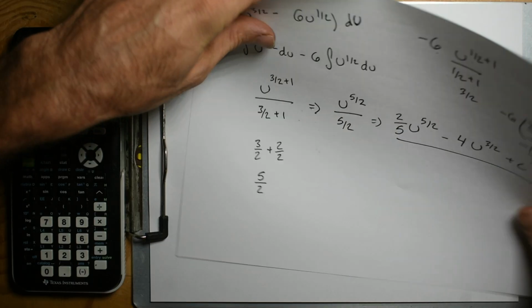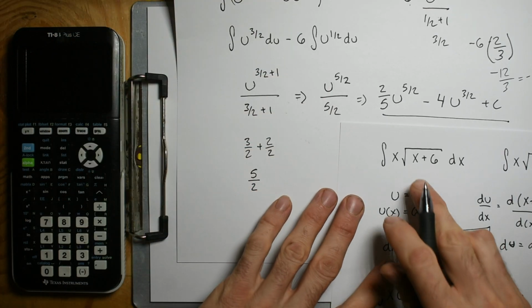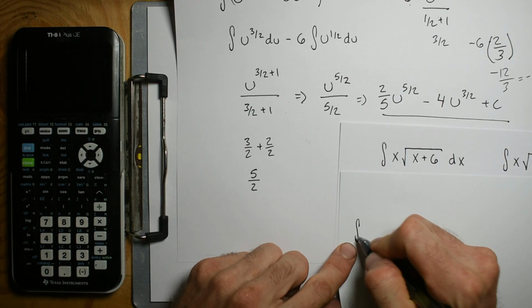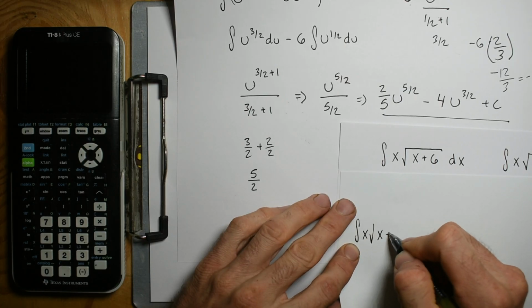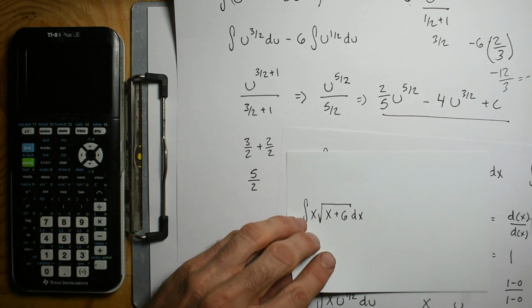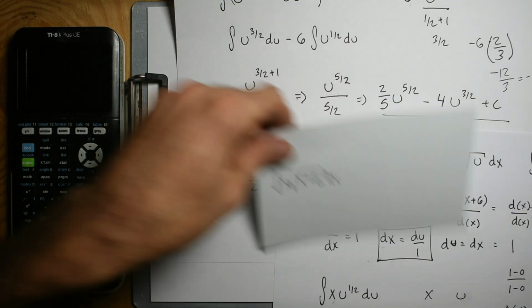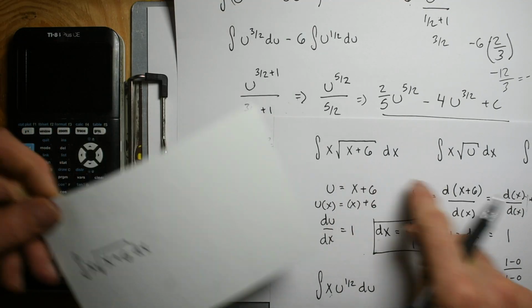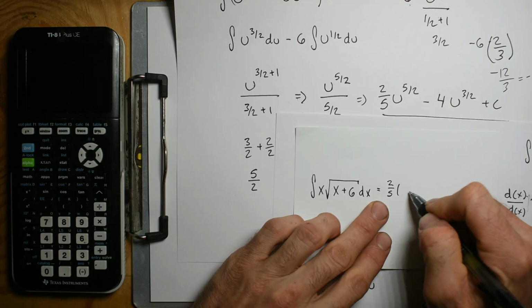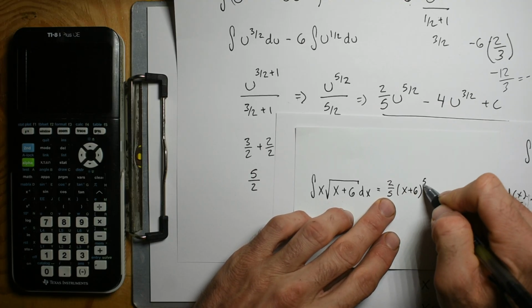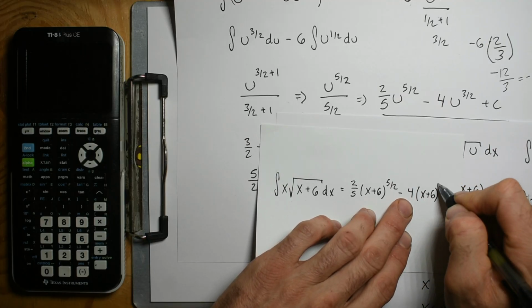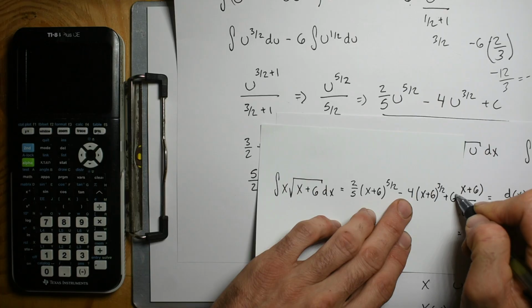So this was our integral, and maybe we can write it down on a little card so we can reference it. We have x times the square root of x plus 6 dx. And I didn't even sub in what u was. What did we say u was? u was x plus 6. So we're going to say this is 2/5 times (x plus 6) to the 5/2 minus 4 times (x plus 6) to the 3/2 plus a constant.